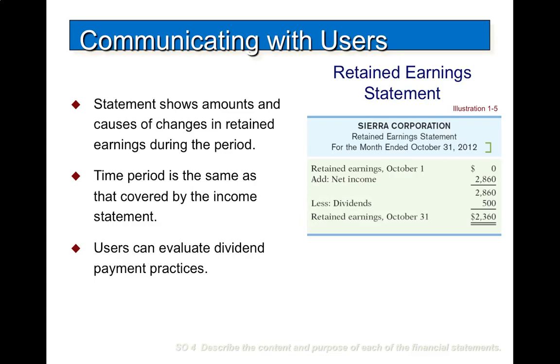The retained earnings statement shows the amounts and causes of changes in retained earnings during the period. As you can see, the time period is for a period of time, not a specific date, and then users can evaluate dividend payment practices from analyzing the retained earnings statement.